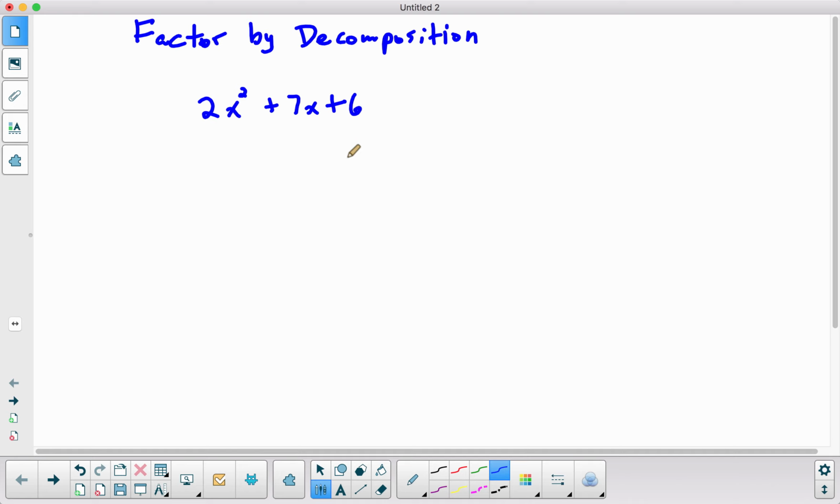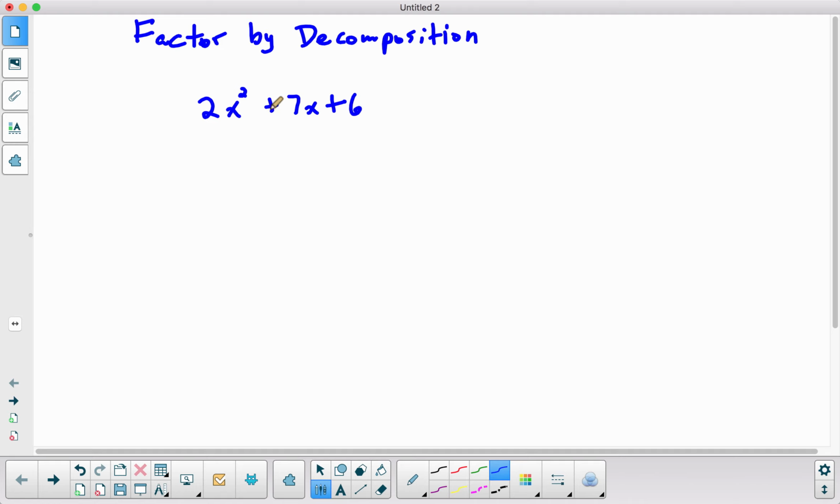I thought I would make a quick video today to cover our last big factoring topic, which was factoring by decomposition. There are a number of videos about this on YouTube, but I thought I would make my own video just to cover it my own way.